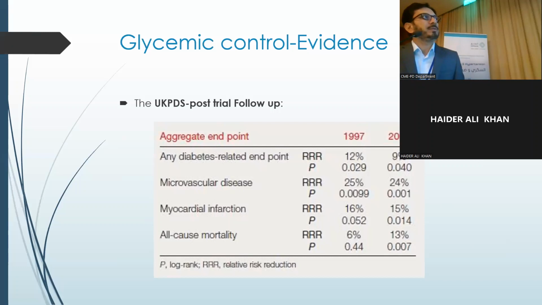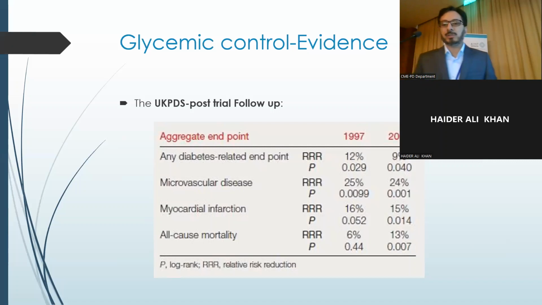So this is the data from the UKPDS post-trial follow-up. We see a 9% reduction in any diabetes-related endpoint, 25% reduction in microvascular, 15% in myocardial infarction, and 13% reduction in all-cause mortality. This was the 10-year post-follow-up data.